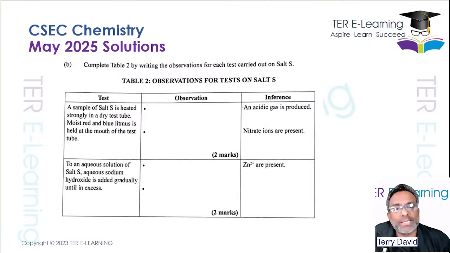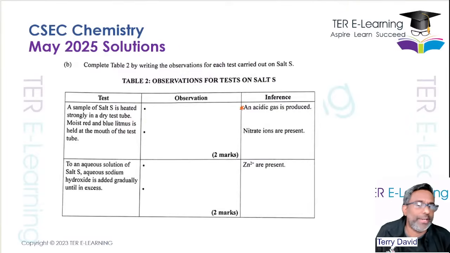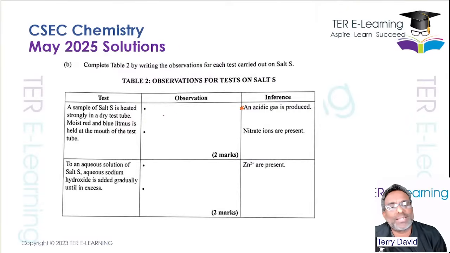So the first part says that an acidic gas is produced. So the litmus is going to tell us something about that. So all you're going to tell them here, if it's an acidic gas, it means that blue litmus, so this is the observation here. That's how you know it's an acid gas. So blue litmus turns red. That's what you need to put for this observation here.